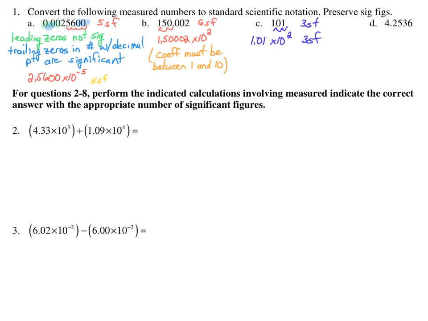In choice D, the number already is a number between 1 and 10. Our coefficient is therefore been determined for us, and we've moved the decimal point 0 spaces, so this is 4.2536 times 10 to the 0 power. Okay, a quick note, 10 raised to the 0 power, like anything else raised to the 0 power is going to be equal to 1.